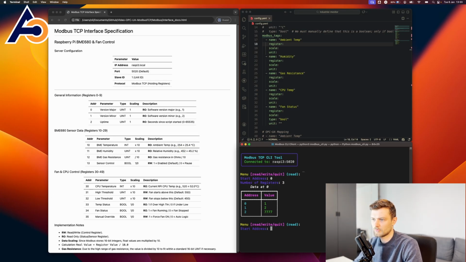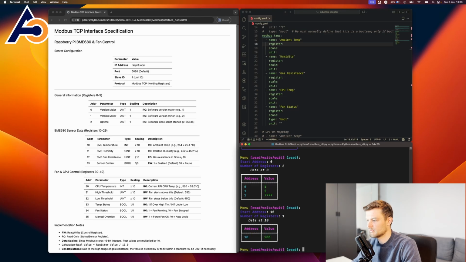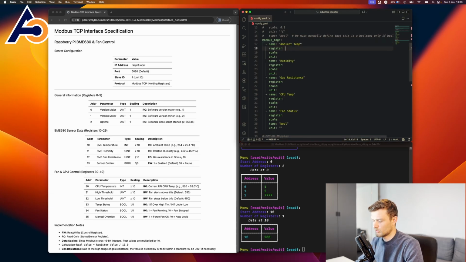Let's verify this. We want to read address 10, and we want to read 1. Okay, this seems to be right. It could be that the room temperature is 23.3 degrees. We assume that this manual is correct. So we add 10, and as a scale, we multiply it by 10. So we need to scale it back by 10, 0.1. And the unit apparently is degrees Celsius. So we add this.